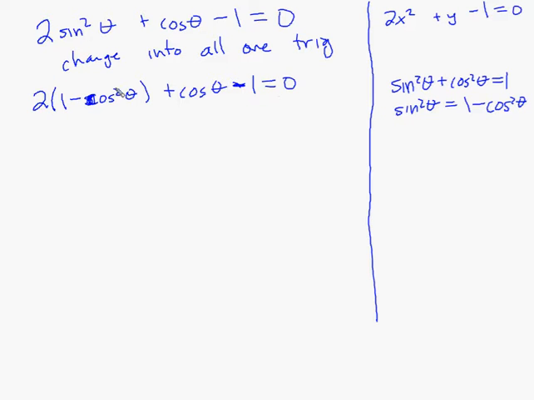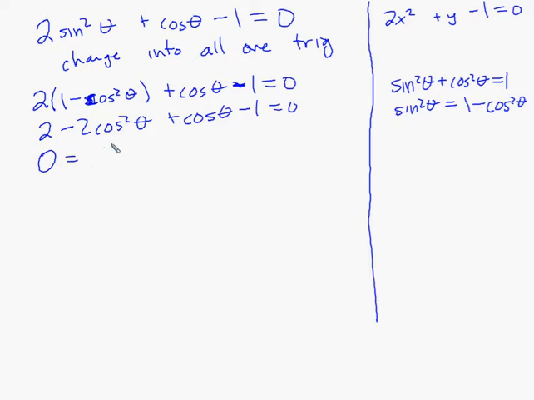I distribute this 2. Now I can't combine these because they're not like terms. So I'm going to just get everything to the right-hand side because this is negative. That's going to be harder to factor. We want our highest power to be positive. So we will get everything to the right-hand side.